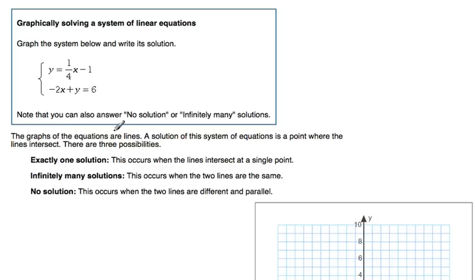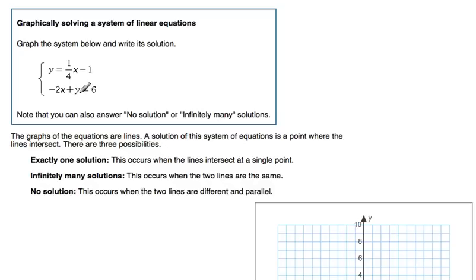The graphs of the equations are lines. A solution of this system of equations is a point where the lines intersect. There are three possibilities: exactly one solution, meaning that the lines intersect at a single point; infinitely many solutions, meaning that the two lines wind up being the same line; and no solution, and this occurs when the two lines are different and parallel.